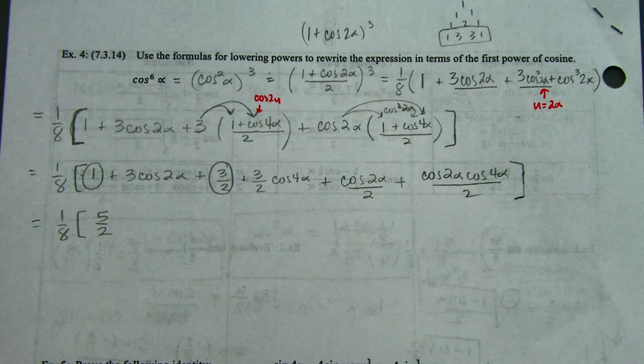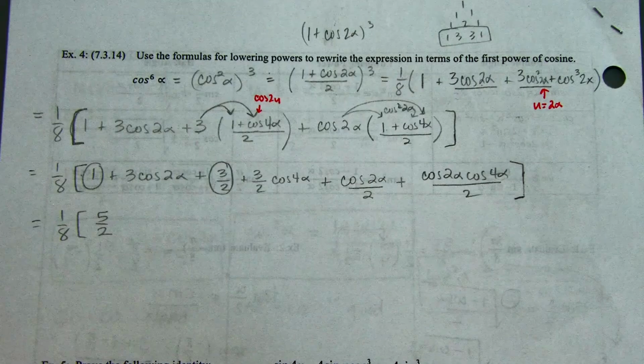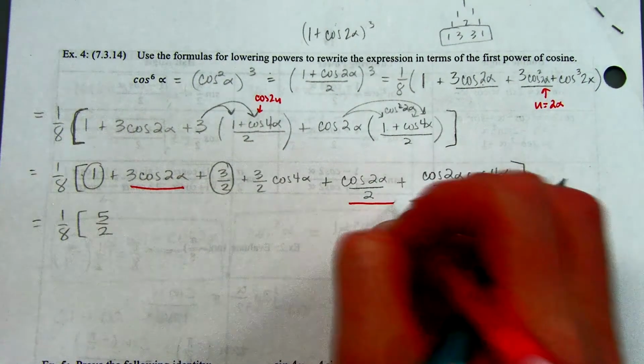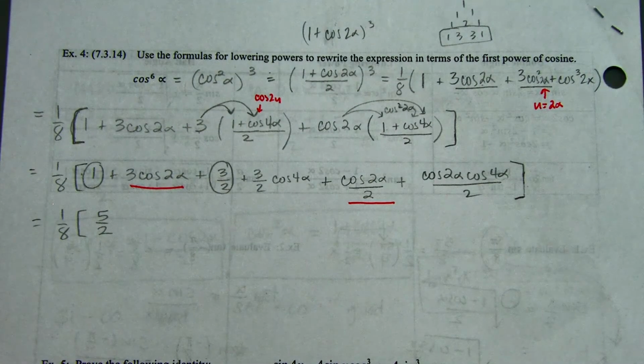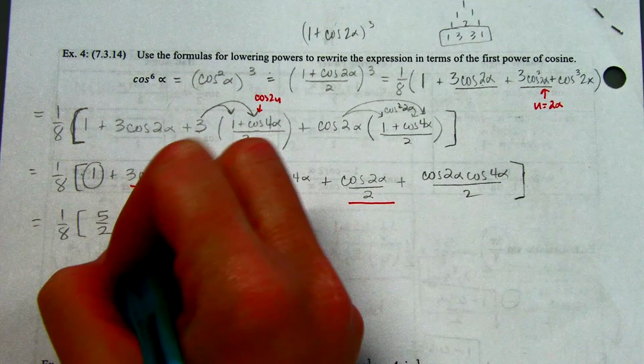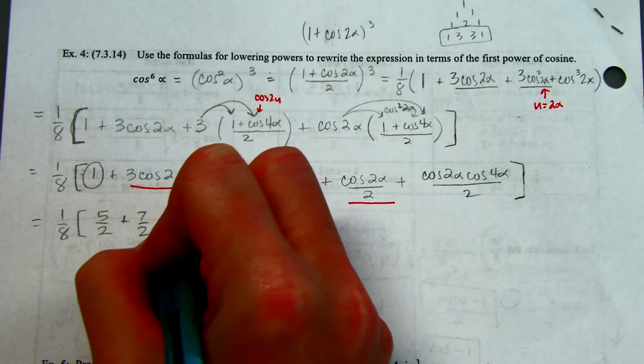You can only add them together if they have the same theta value. This one and this one. So 3 cosine 2 alpha plus 1/2 cosine 2 alpha. What's 3 plus a half? 3.5. Thank you. 7/2.